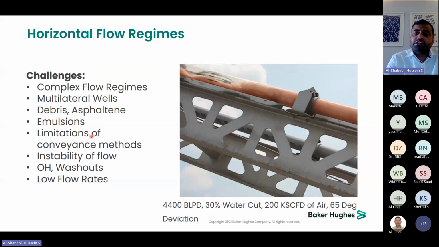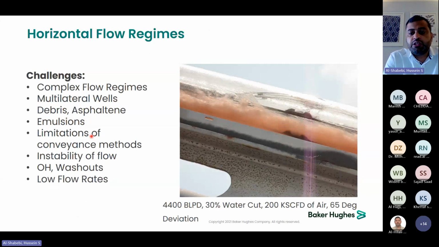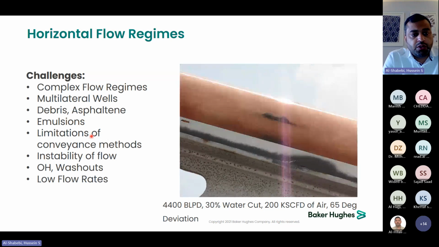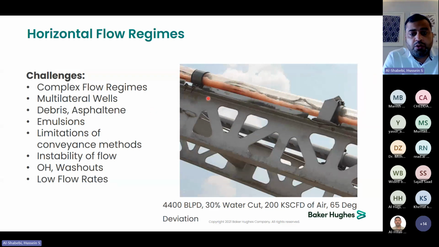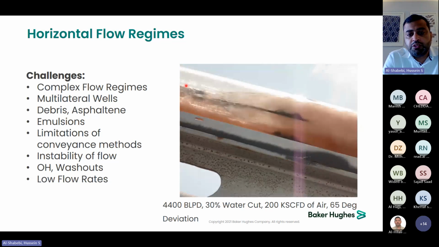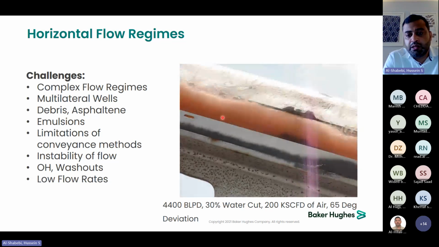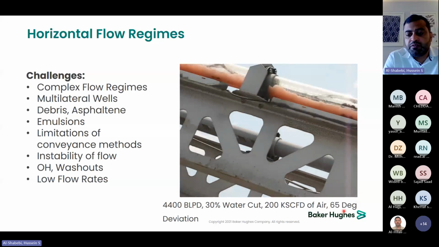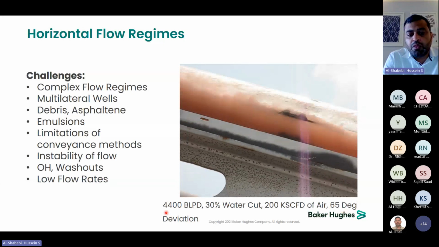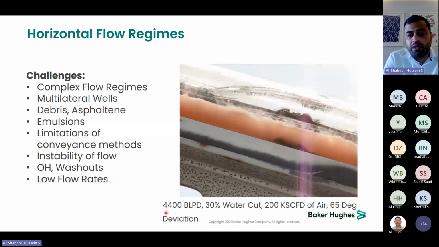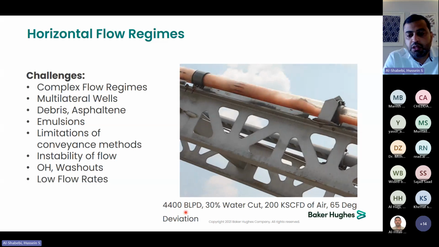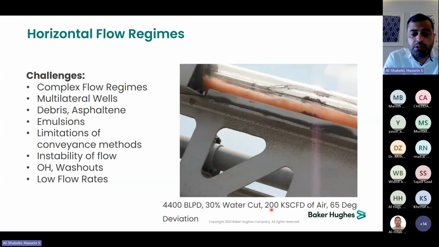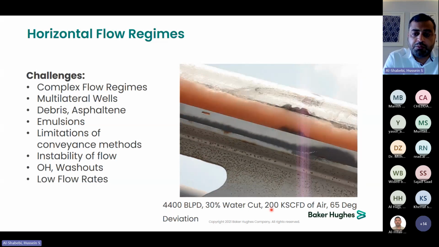This slide is just to highlight some of the challenges that we are facing with array production logging. The first challenge is the complex flow regime, and this usually happens when we have very highly deviated wells. In this example, the deviation is 65 degrees with 44,000 barrels of liquid with 30% water cut and 200,000 standard cubic feet per day.